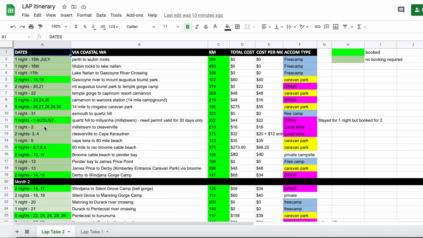I had it broken down into the dates, where we were travelling to, how many Ks that was, the total cost of our stay, the cost per night of our stay, and what kind of accommodation it was: caravan park, free camp, depot, etc.